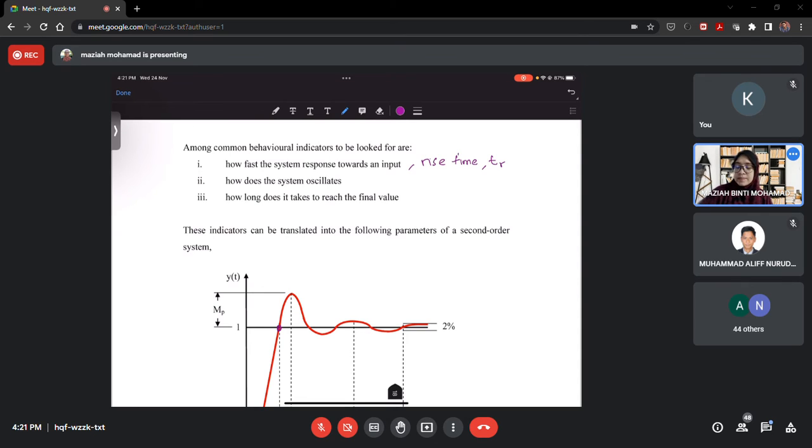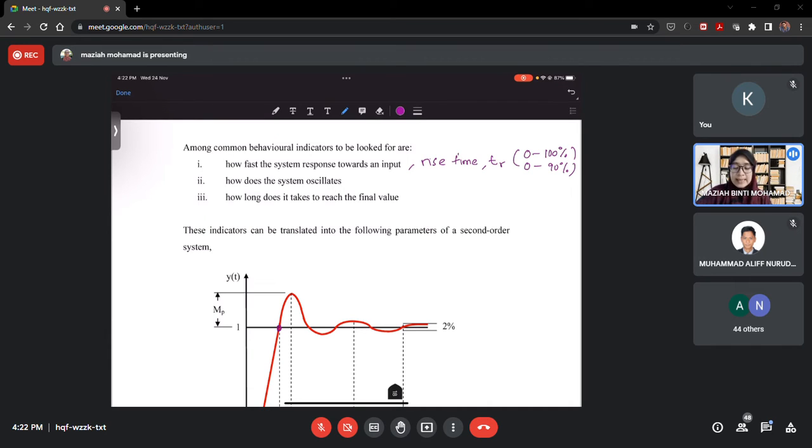For the rise time, sometimes we use 0 to 100, meaning the time to reach 100% of the final value. Or sometimes there is also a condition where we just consider 90%, the time taken to reach 90%. It's different from first order, where it is the time taken to reach 63.2%. For second order, commonly we check 0 to 100, but there is another condition, 0 to 90. That is the parameter.